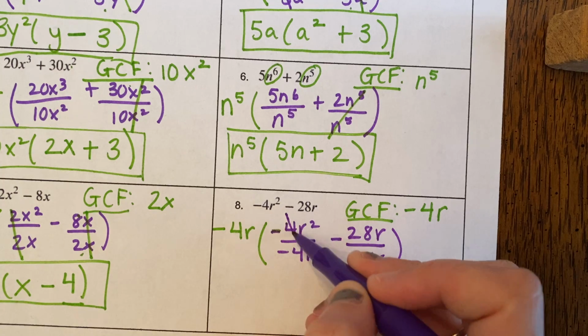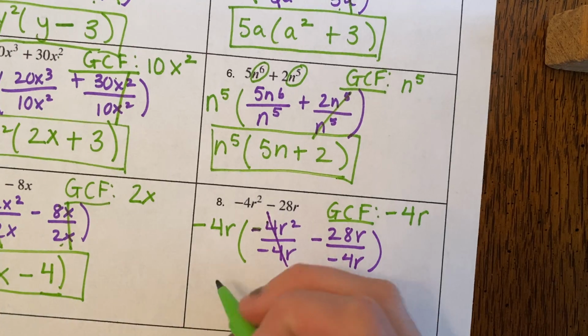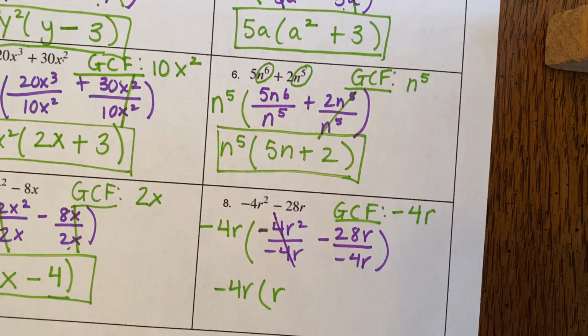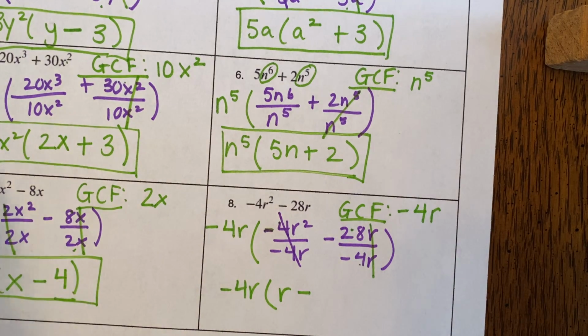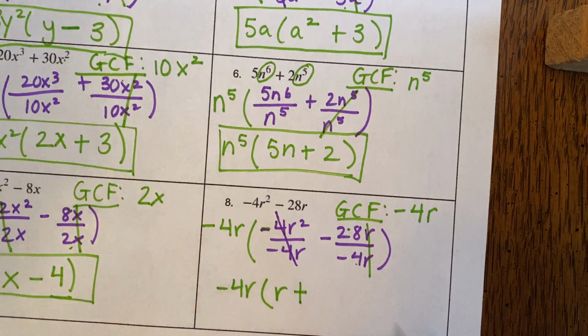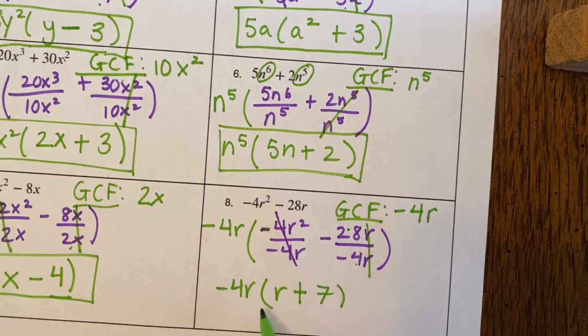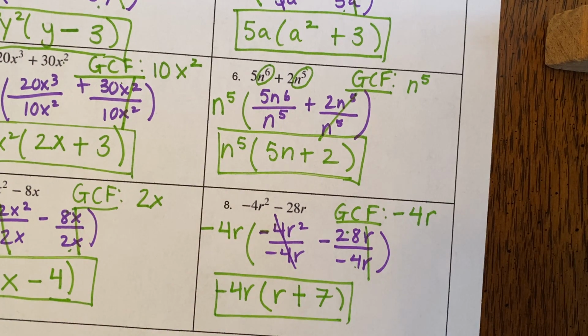So the 4's will cancel, and then I'm left with just an r. But if I have a negative over a negative, it's going to become a positive, so I'm just left with r. And then the r's will cancel here, and a negative 28 divided by a negative 4 becomes a positive 7. So if you factor out that negative, the signs on the inside of the parentheses are going to switch.